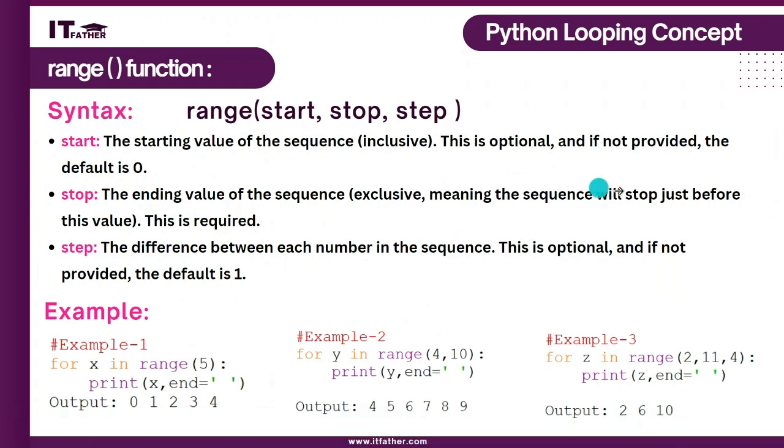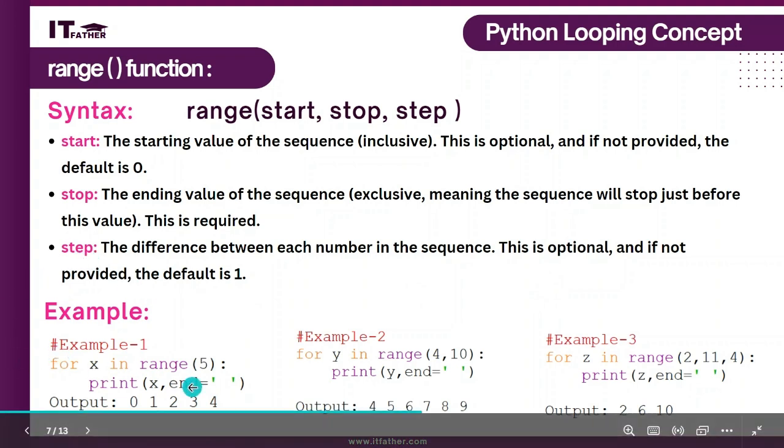Now we have already understood the syntax of the range function. We have to provide start, stop and step. The start value of the sequence is inclusive, this is optional, and if not provided the default is 0. Stop is the ending value of the sequence, and this is required. And the difference between each number in the sequence is the step. Examples I already told you, so you can see example number 1, 2, 3.